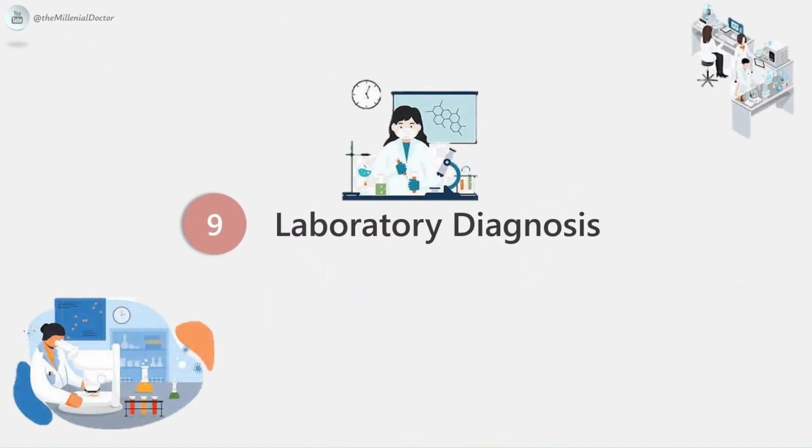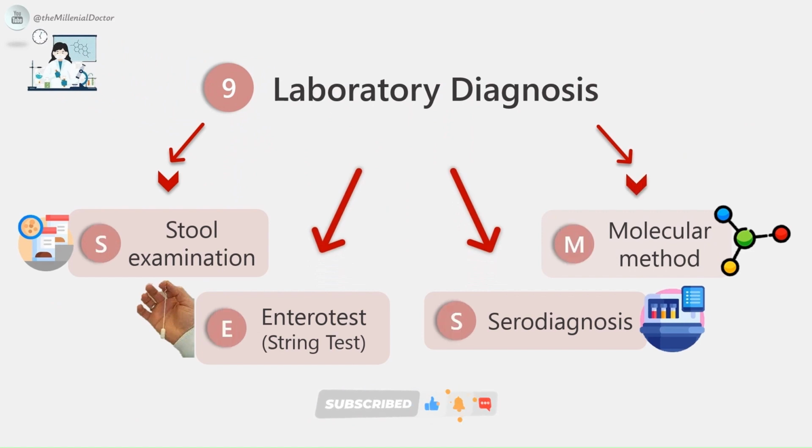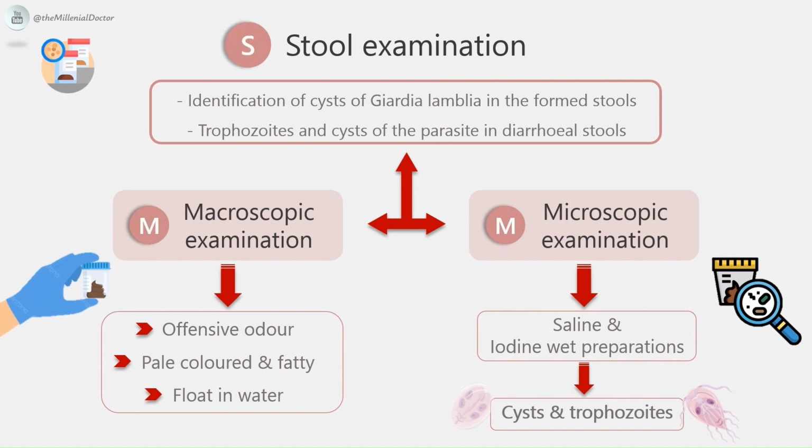Next is the laboratory diagnosis. The laboratory diagnosis is done as follows: first, the stool examination; second, entero test or the string test; third, serodiagnosis; and fourth, the molecular method. First, the stool examination. Giardiasis can be diagnosed by identification of cysts of Giardia lamblia in the formed stools and the trophozoites and cysts of the parasite in diarrheal stools.